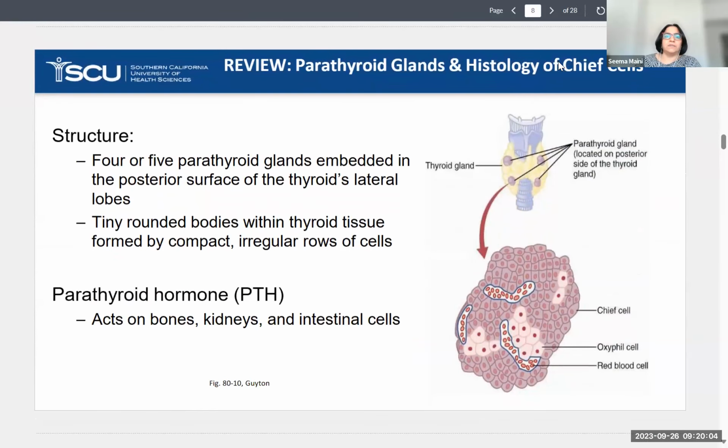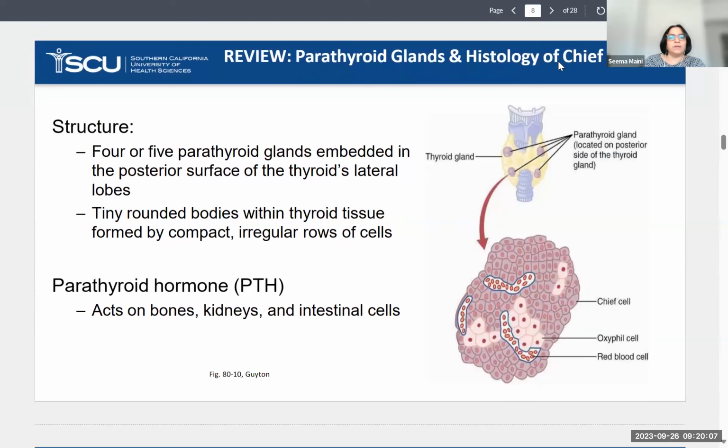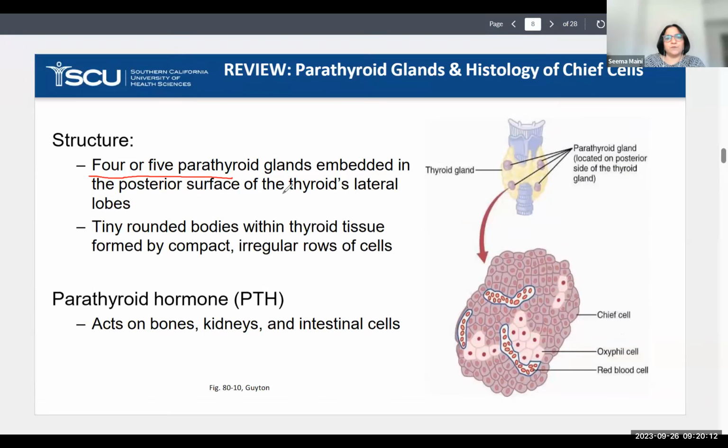Now let's look at the parathyroid glands. You have 4 or 5 parathyroid glands, mostly 4, embedded in the posterior surface of the thyroid's lateral lobes. If you tilt the thyroid gland, you can see 4 tiny, pea-sized glands embedded in the thyroid tissue. If you look at the histology slide of these glands, you will see tiny rounded bodies within thyroid tissue formed by compact irregular rows of cells. There is no clear-cut structure.